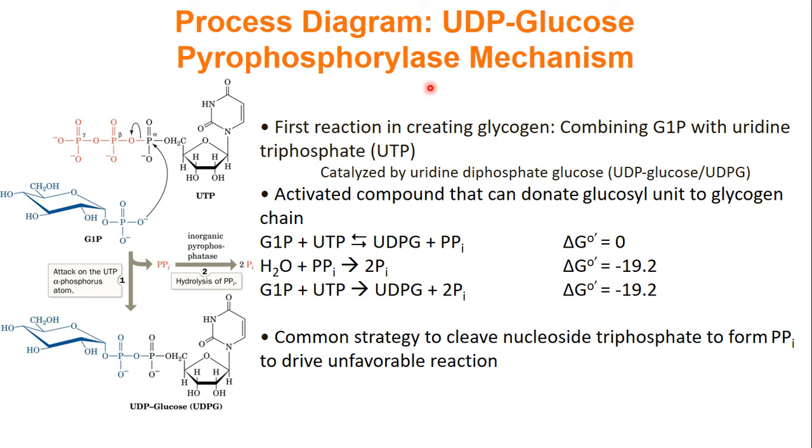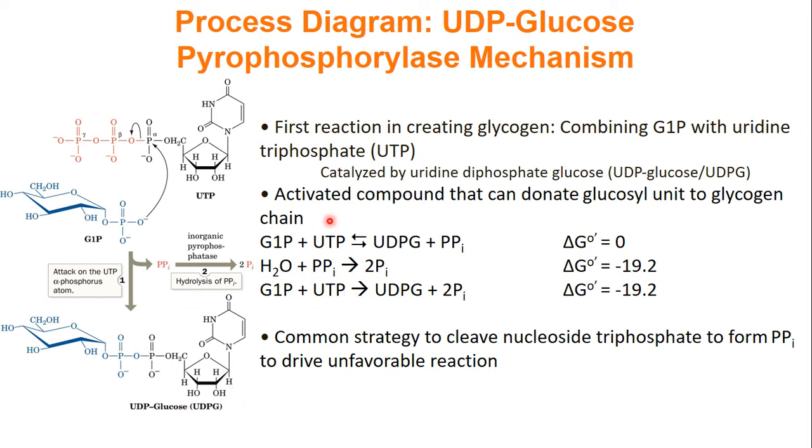So this is the basic mechanism to create new glycogen. First, you take glucose 1-phosphate, and you will react that with uridine triphosphate, UTP. This is catalyzed by the enzyme UDP-glucose pyrophosphorylase, making UDP-glucose or UDP-G. Now, you're making what's called an activated compound. An activated compound just means a high energy compound that's ready for synthesis. And you're going to donate this glucose unit to glycogen.